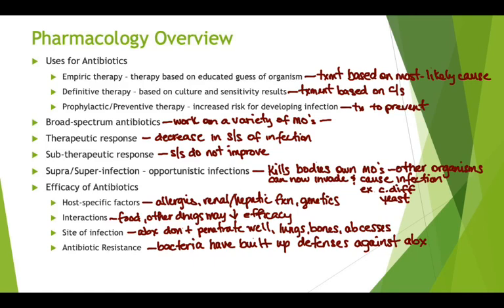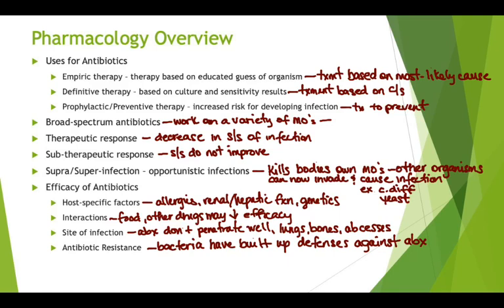So examples of your super infections or your nosocomial and other infections that are hard to treat are your yeast infections or your C. diff. So C. diff is like a supra, meaning that patients are on antibiotics and they get C. diff from being on antibiotics. Same thing with yeast infections. Patients take antibiotics, they can get yeast infections from being on antibiotics.